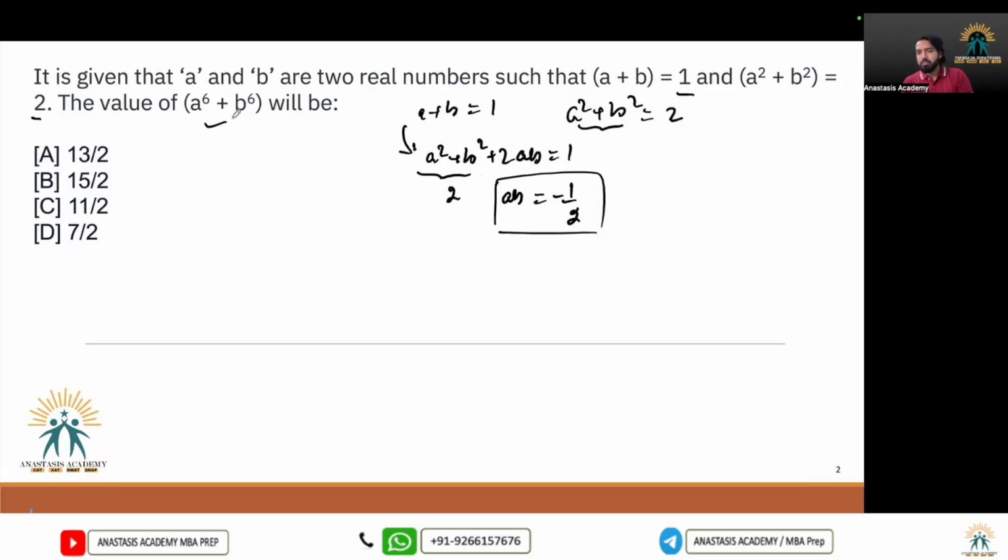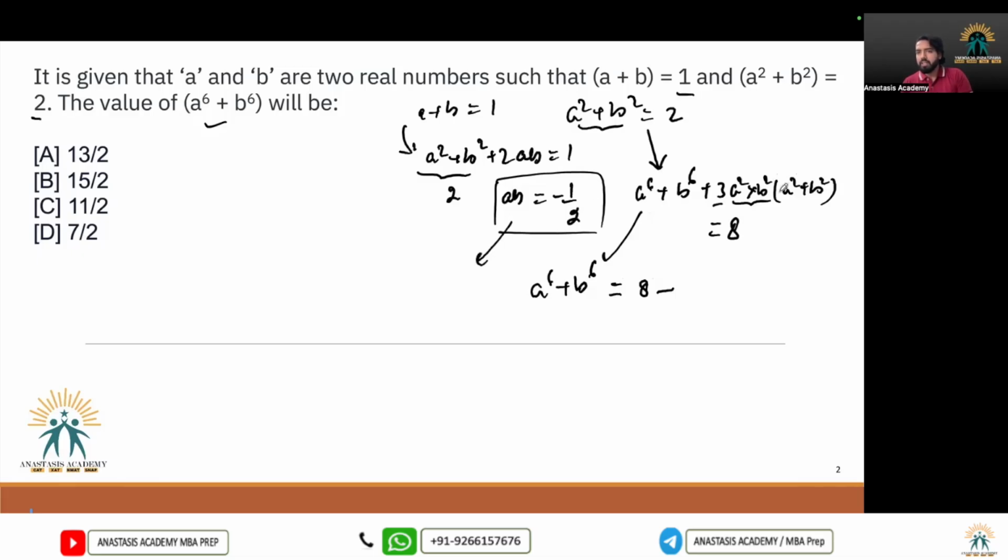Now, a raised to the power 6 plus b raised to the power 6. I get this expression when I cube this equation, right? So cubing both the sides, I get a cube plus b cube plus 3ab, which is a square into b square, a plus b, a square plus b square. And I get the cube of 2 as 8, right? So the value of a raised to the power 6 plus b raised to the power 6 is equal to 8 minus 3 into a square into b square.